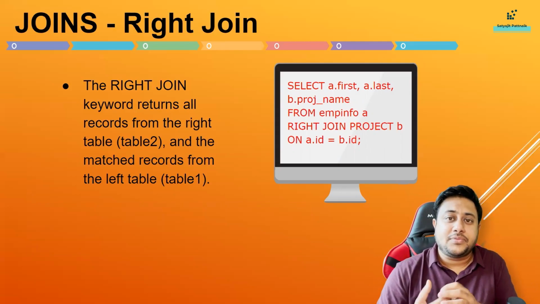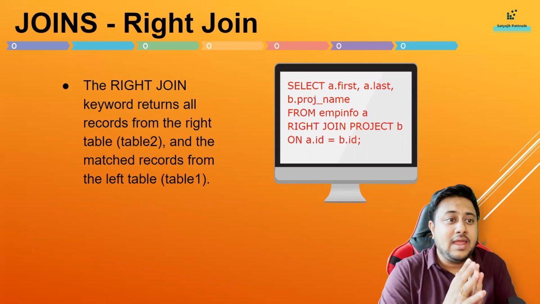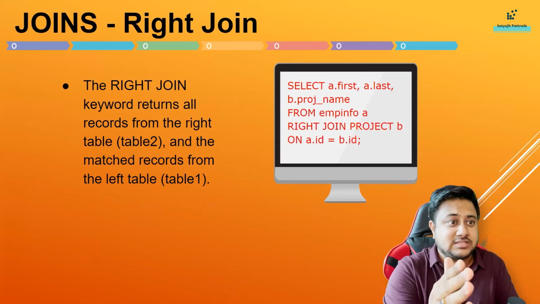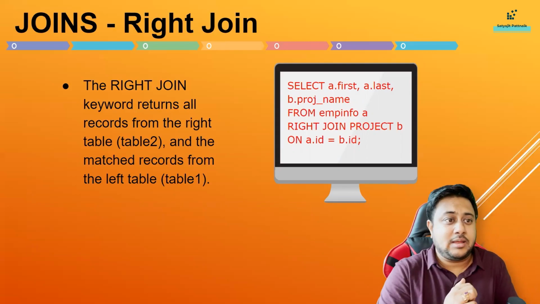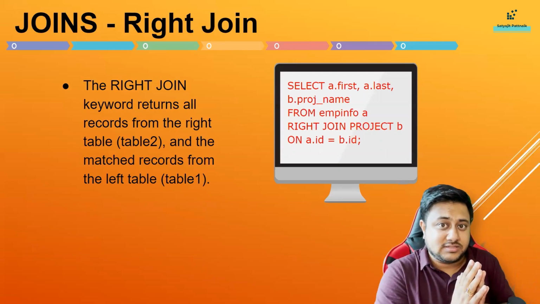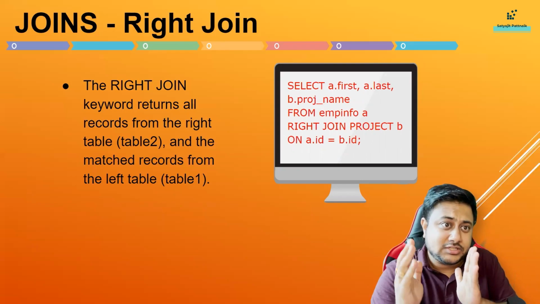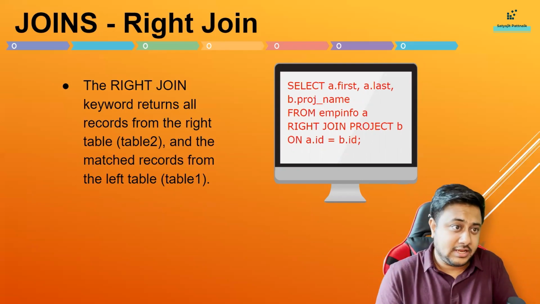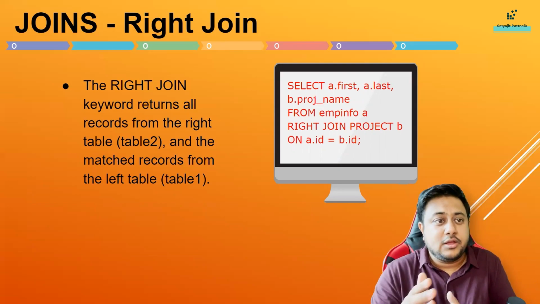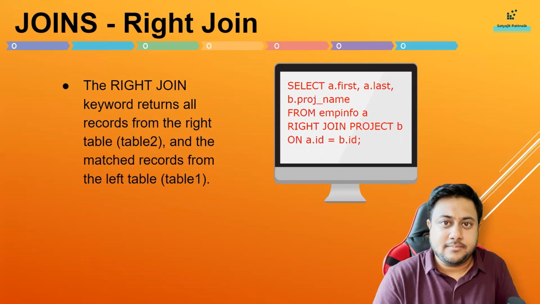For an example, you have two tables, an employee table and a project table. You need your first name and last name from the employee table and project name from the project table. How are they connected with each other? They both have IDs, probably employee ID or project ID. So select A.first, A.last, B.project_name from table A right join table B, where A and B are your aliases, on A.ID equals B.ID.